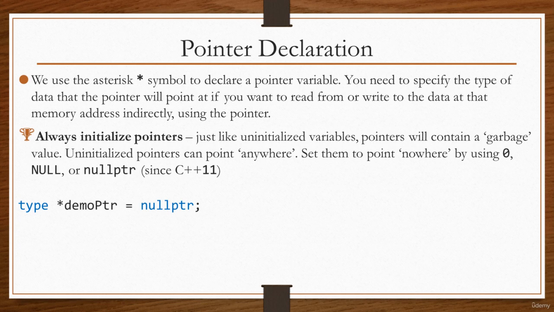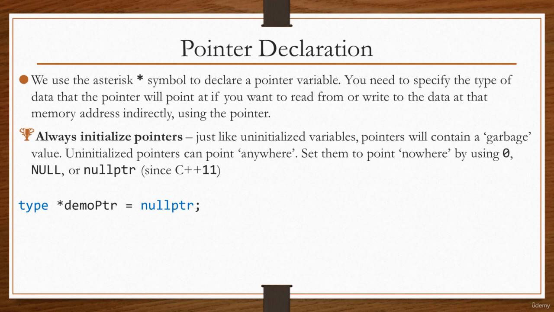But because it can contain garbage, just like a regular variable, it's important to initialize it. So always initialize your pointers. Uninitialized pointers can point anywhere, basically. So this means you can access memory that you should not be accessing, because again, a pointer points to an address or a memory location, and you can accidentally write to that or maybe corrupt some sort of memory, right? So you want to make sure to initialize your pointers right away.